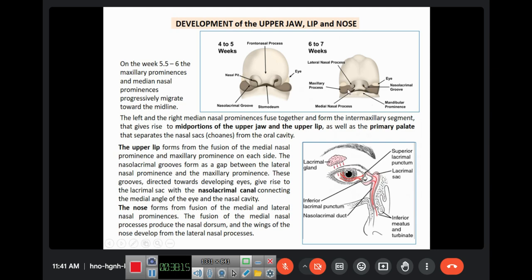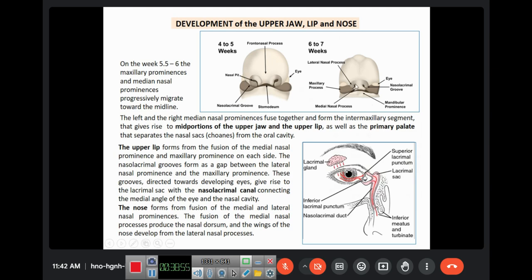The nasolacrimal groove forms where the lateral nasal processes fuse with maxillary processes in this area. These grooves, directed towards the developing eyes, will give rise to the lacrimal sac with a nasolacrimal canal, which connects the medial angle of the eye with the nasal cavity. Through this nasolacrimal canal, tears can pass from the eye to the nasal cavity.